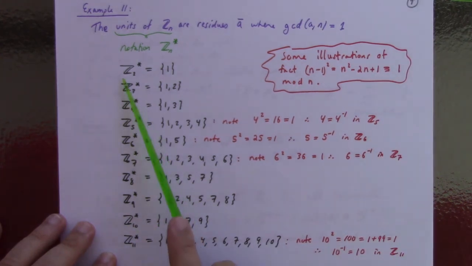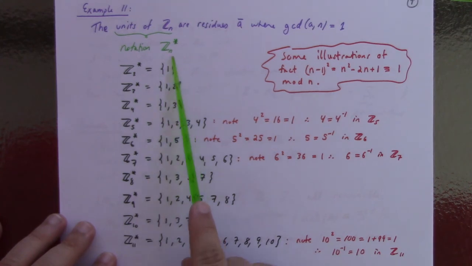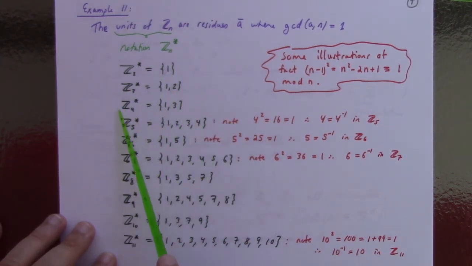Just to read it off, the units in Z2 are just 1. Units in Z3, 1 and 2. Units in Z4, 1 and 3. See, 2 is not a unit, because 2 times 2 is 4, which is 0. 0 is never a unit. Z5: 1, 2, 3, 4. That's the units in Z5. Z6 has 1 and 5. 2 is out and 3 is out because 2 times 3 is 0, which means neither 2 nor 3 can have a multiplicative inverse. In Z7, we get 1, 2, 3, 4, 5, 6.